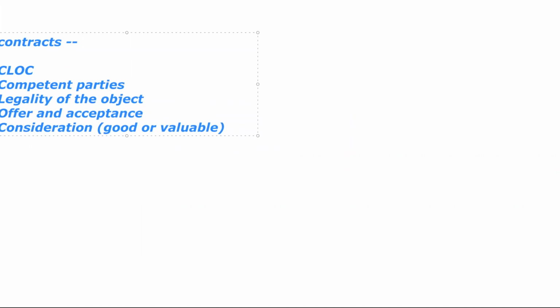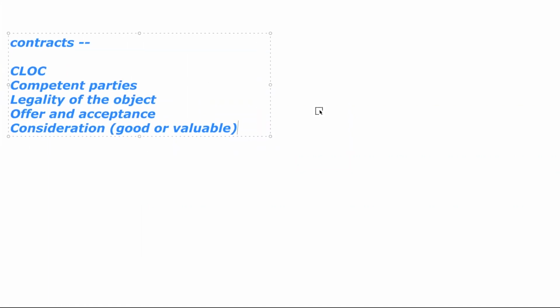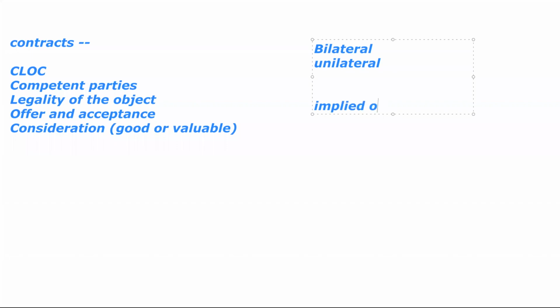So now that we've outlined that and we have that on the side, let's talk about the different things that a contract could be. Let me explain what I'm talking about. A contract is either going to be bilateral or unilateral. They're also going to be implied or expressed. And they're also going to be either executory or executed, okay? So let's talk about these for a second.